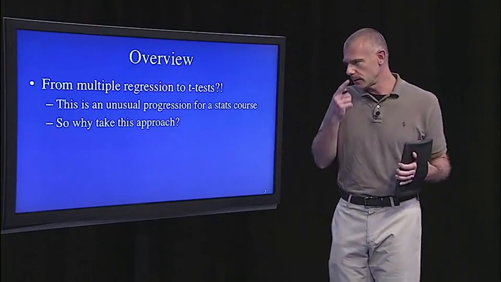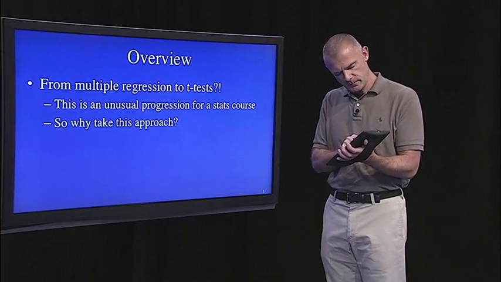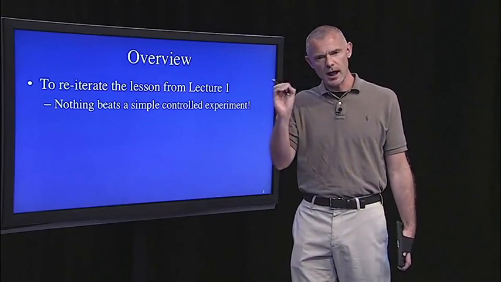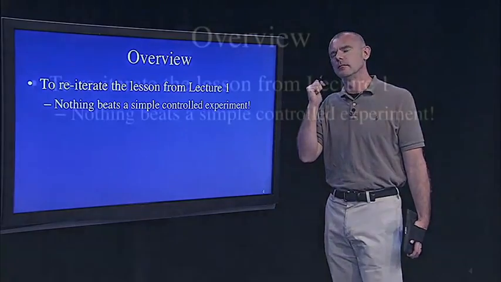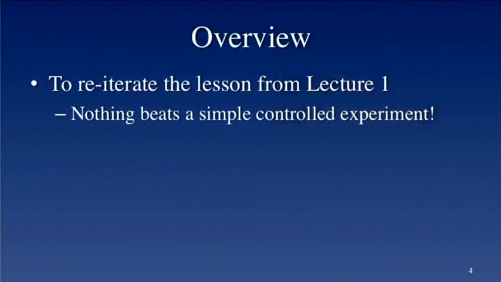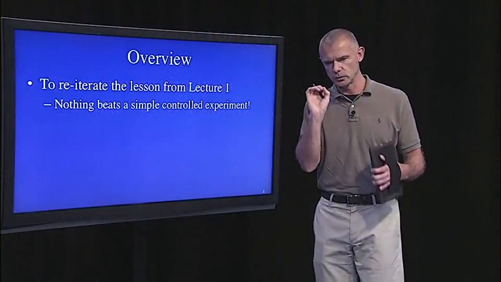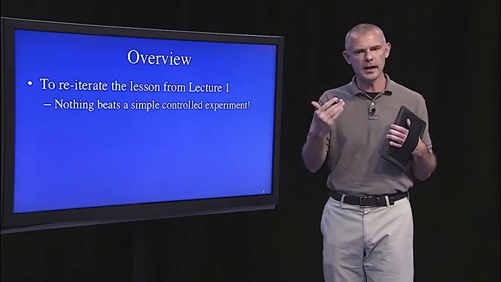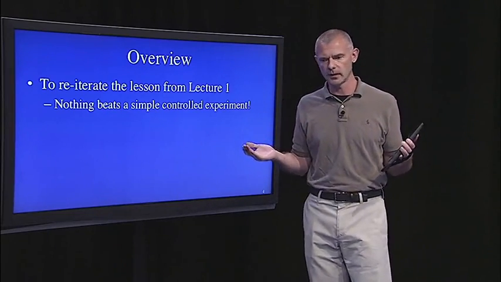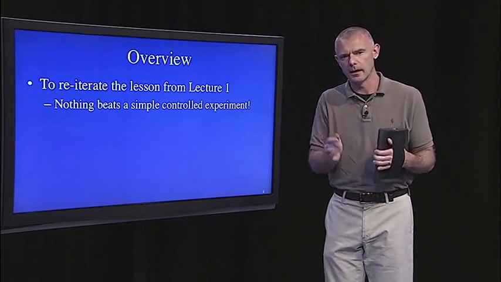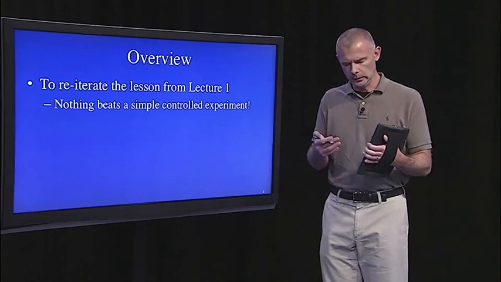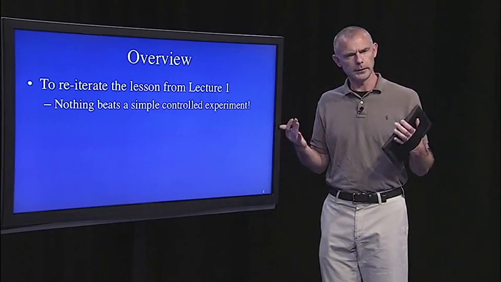So why do I do this? Well, I do it on purpose for a very explicit reason. And that's to drive home and reiterate that lesson from the first lecture: nothing beats a simple, elegant, controlled experiment where there's just one manipulation and one dependent variable, and you can make a really nice, strong claim about causality. That's great. Nothing beats that. Think back to some of the examples we were dealing with in multiple regression. They got extremely complicated really fast, right?